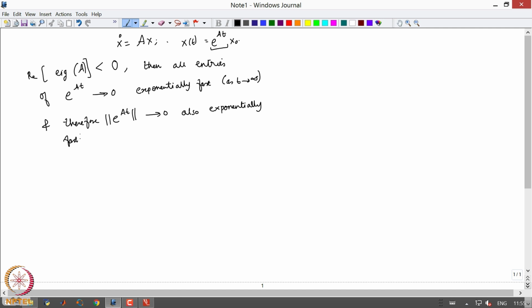Okay. So, this could be for any matrix norm, 1 norm, 2 norm or the infinity norm, and therefore this would mean that there exist constants c, lambda greater than 0 such that the norm of e power At is less than or equal to c e power minus lambda t, again for all t. Now, how does the solution look? The norm of x of t is the norm of e power At times x naught, where I assume t 0 to be equal to 0 just for simplicity.